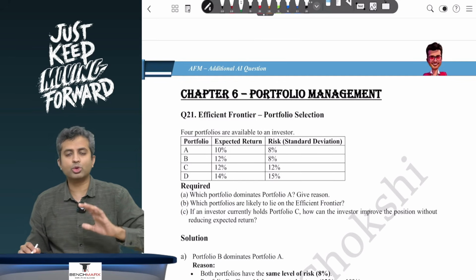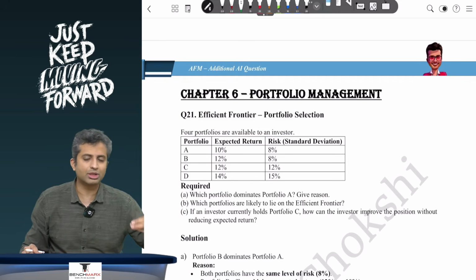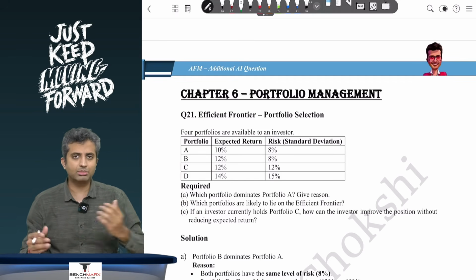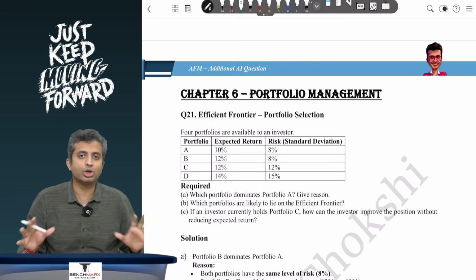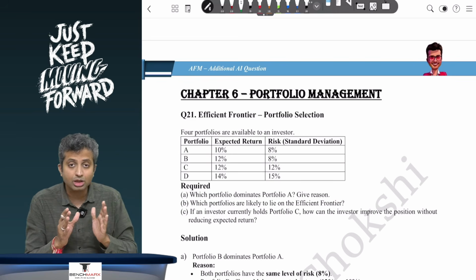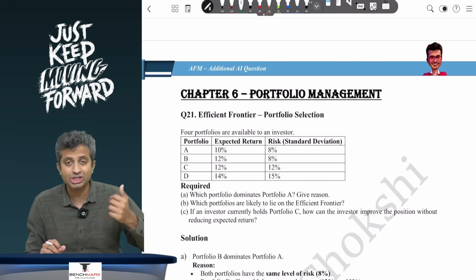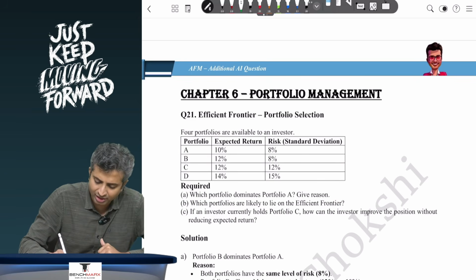First of all, before we go to efficient frontier, we might have discussed something which in simplified terms is similar, something called the theory of dominance. Now, what does the theory of dominance say? It just says that if there are two securities or two portfolios where one of them, let us say, has a higher return and risk.